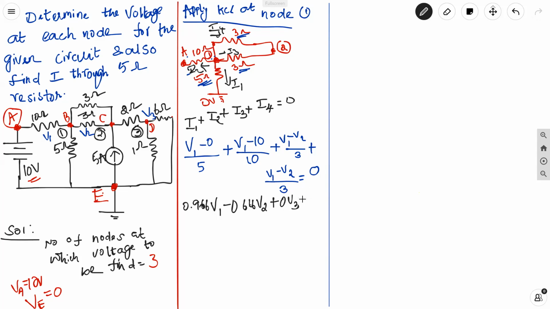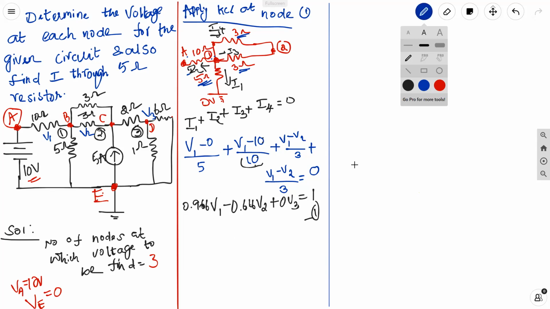Now, which is equal to, we have a constant term here. The constant term is 10 by 10, minus 10 by 10. 10 by 10 means it is 1, minus 1. When I move that onto the RHS, you get plus 1. So this is equation number 1: 0.966 V1 minus 0.666 V2 plus 0 V3 equal to plus 1. Clear on this one? Any doubt?